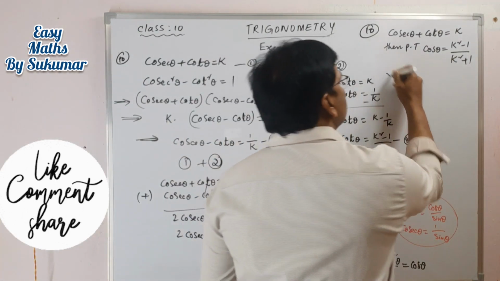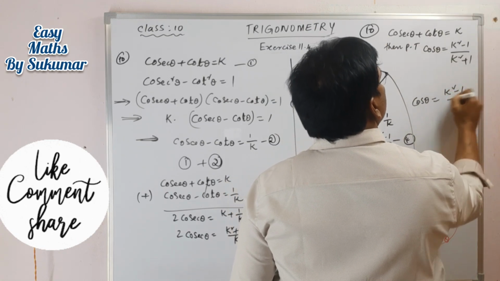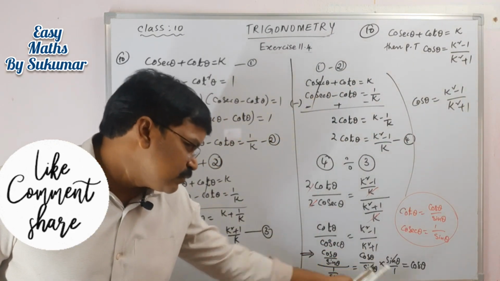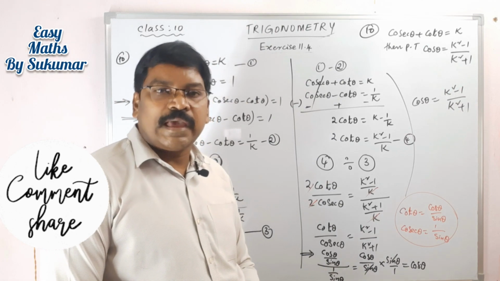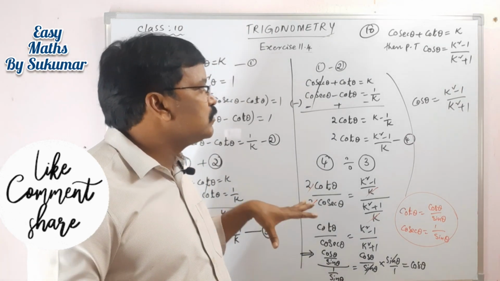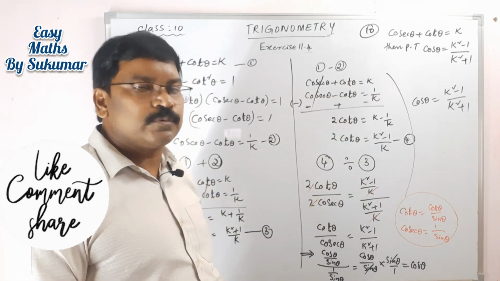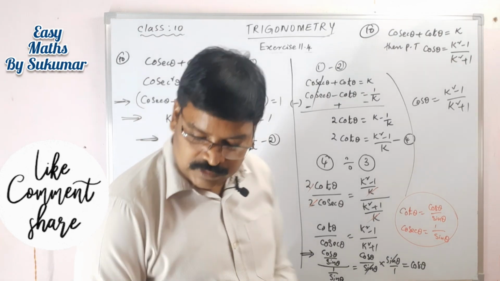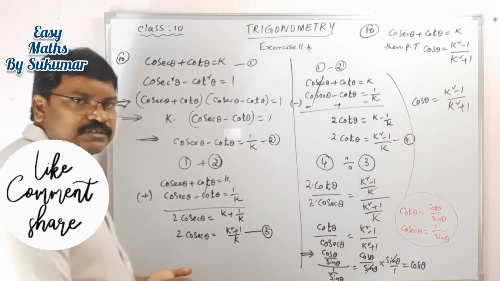So cos theta means what? This cos theta is equal to (k square minus 1) by (k square plus 1). This result is equal to cos theta. Hence it is proved. What we are supposed to prove here is cos theta is equal to (k square minus 1) by (k square plus 1). Let me explain, my dear students, here. Please listen, please concentrate here.